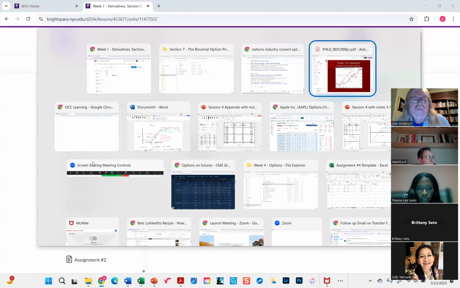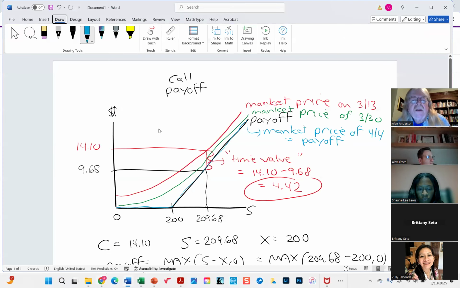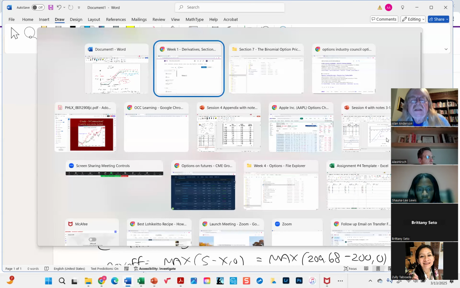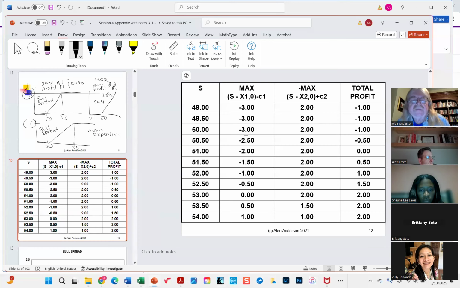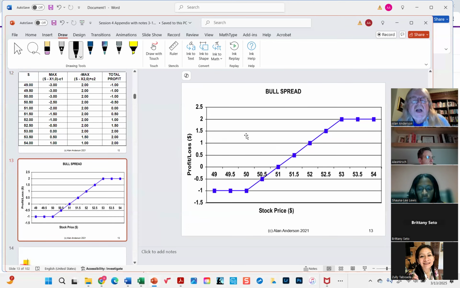All right, so anyway, the next strategy that we want to look at. Oh, by the way, this graph takes into account the cost of the position, the dollar that we paid for it. So you can see the lower limit is -$1. The upper limit is a maximum of $2. So this is our bull spread. Now the bear spread is essentially just the reverse of this.